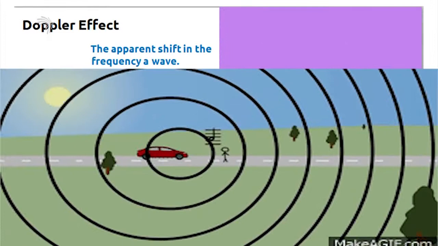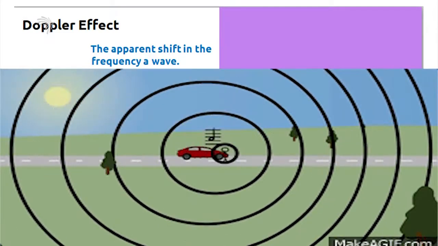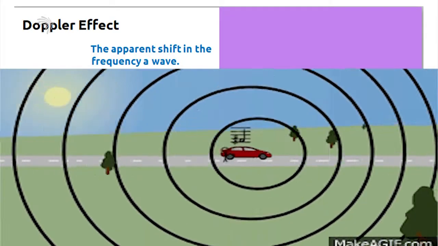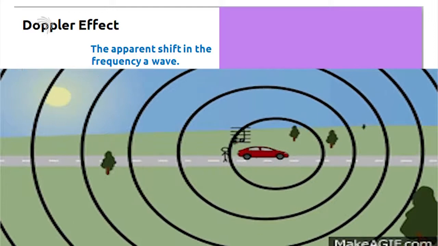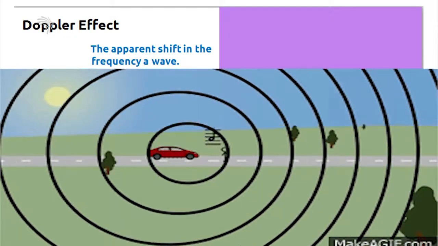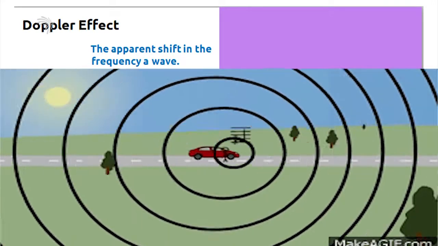Doppler effect. The apparent shift in the frequency of a wave due to the relative motion of the source and the observer is called the Doppler effect. As a plane flies overhead, the note of the engine becomes noticeably lower, as does the siren noise from a fast-moving emergency vehicle as it passes. The effect was first noted by Christian Doppler in 1842.